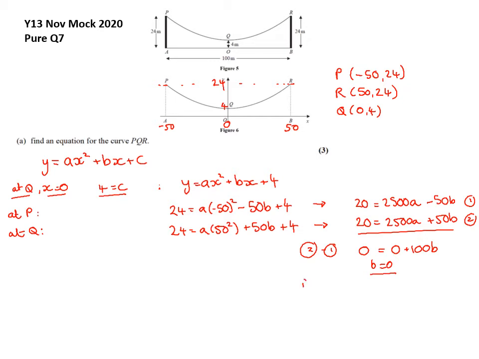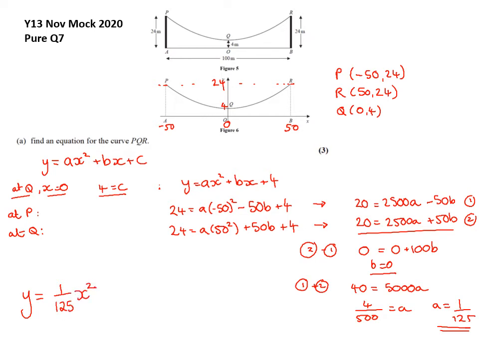If I add them together, equations 1 plus 2, then I would have 40 equals 5000 A. So 4 over 500 is A, or A is 1 over 125. Plugging those back in, I get my equation is 1 over 125 x squared, 0 x, b is 0, and then plus 4. That's part A done.